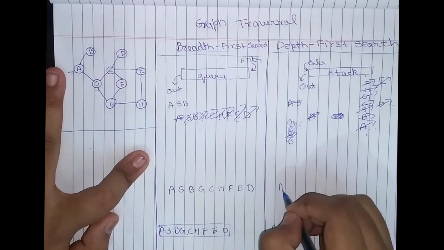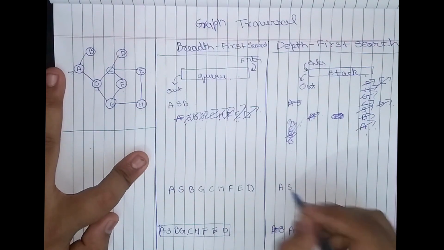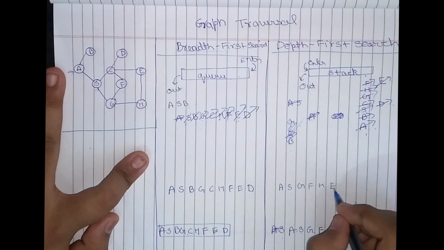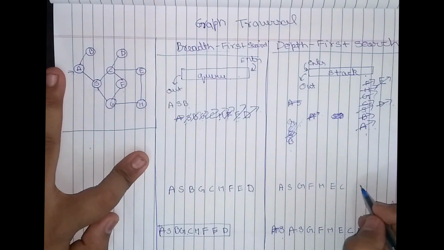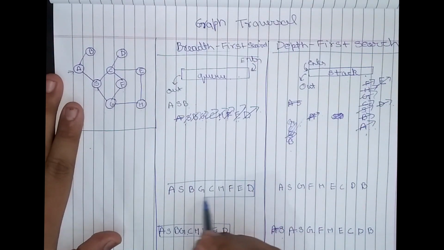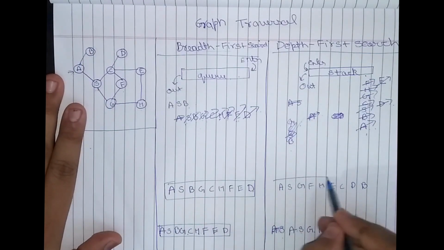So this will be our depth first search: A, S, G, F, H, E, C, D, B. Now let's move on to the pseudocode.